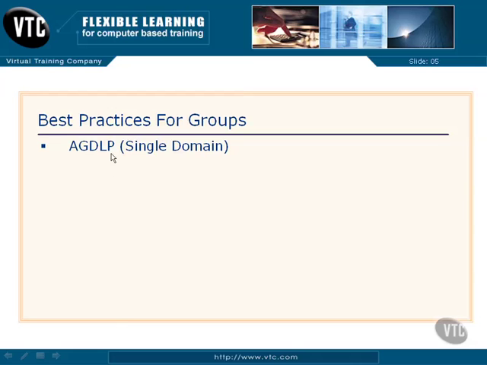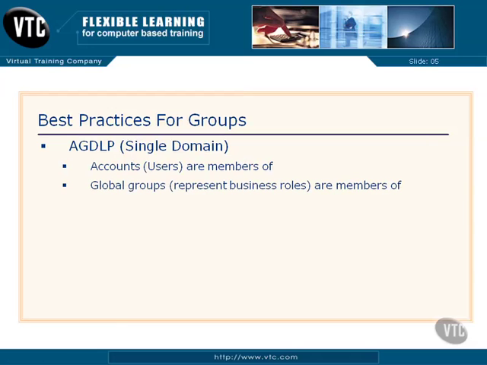So AGDLP. Now what this means is your accounts or your users are members of global groups. So you're going to create global groups that segregate your users based on business role, and you're going to put them into global groups. Then those global groups become members of domain local groups that you have assigned permissions to. A, accounts go into G, global groups go into domain local groups, and domain local groups have permissions assigned to them. So if you can remember this, you can draw these questions out in diagram form on the exam and figure them out.